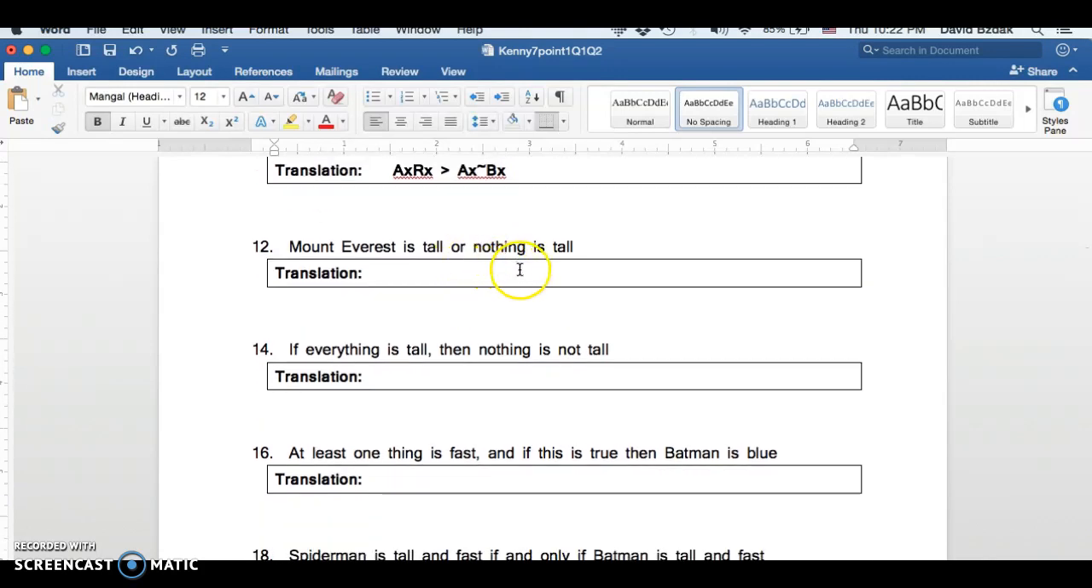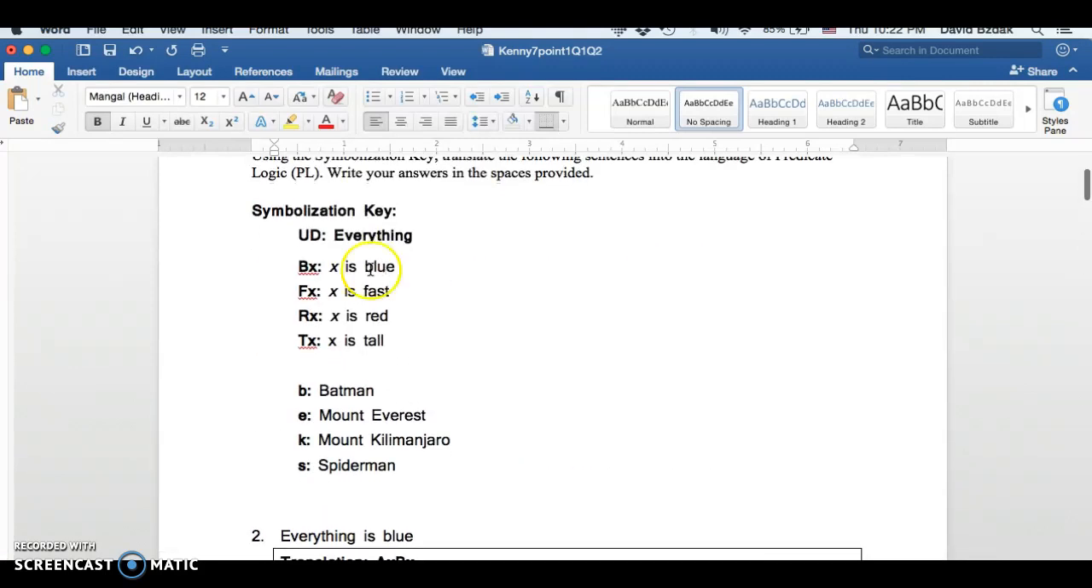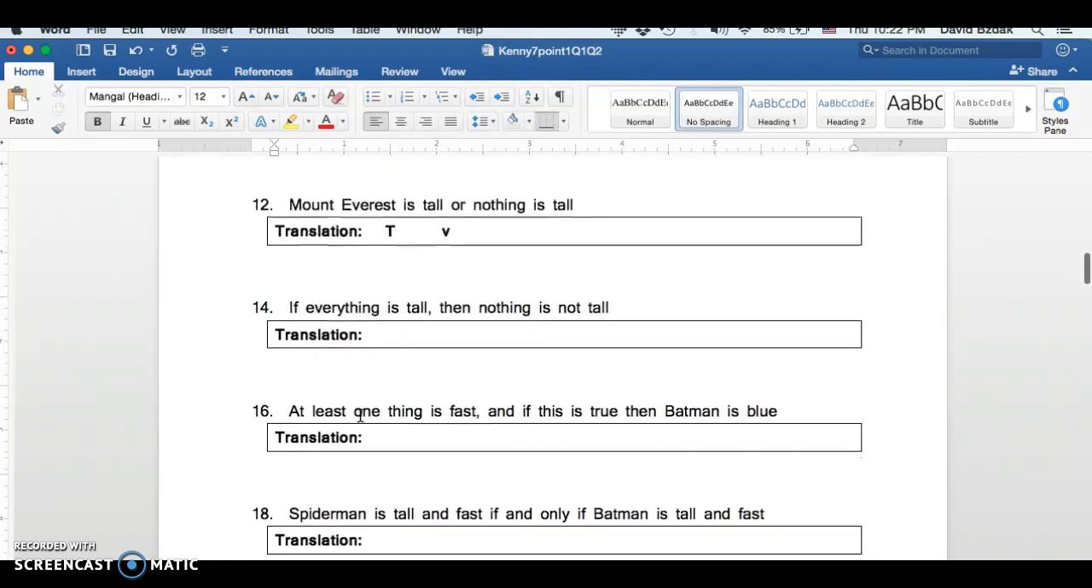12. Mount Everest is tall or nothing is tall. So now we have an or, which is, of course, the disjunction. So first disjunct, Mount Everest is tall. Notice there's no quantifier there at all. It's not saying everything or nothing. It's just plain old Mount Everest is tall. So the predicate is tall, uppercase T, and Mount Everest is lowercase e.